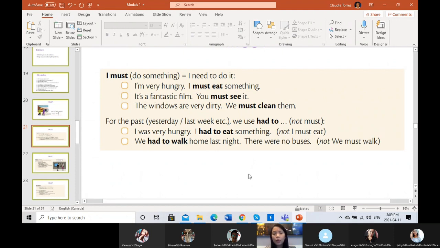And the last example, we had to walk home last night. There were no buses. So you don't say we must walk. No, because if you say we must walk, that's in the present. In the past, we had to walk. Now, is this clear or do you have any questions so far?